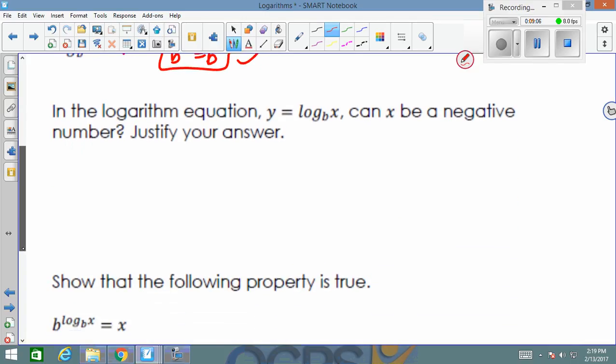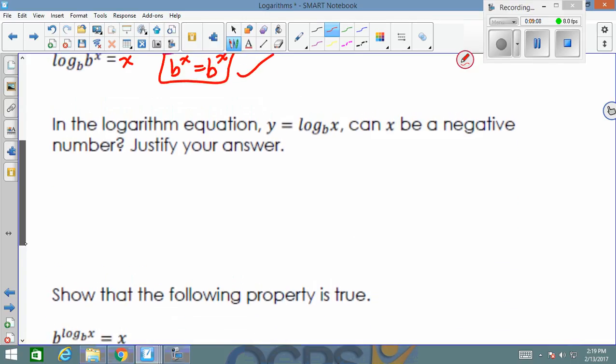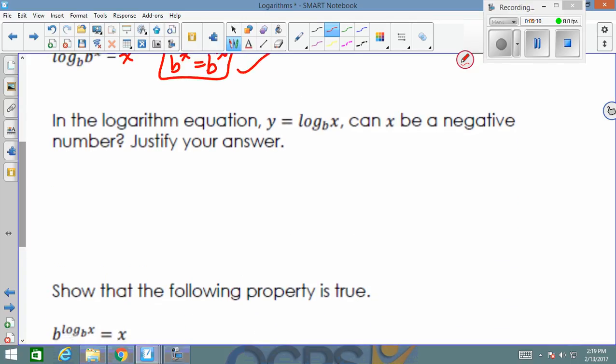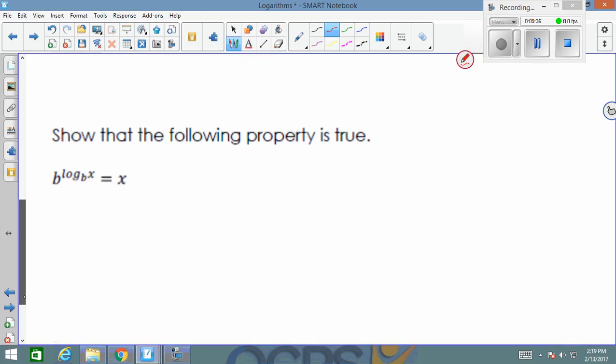Okay, it says in a logarithmic equation, y equals log base b of x, can x be negative? The answer is no. And the reason is that if I convert that back, b to the y equals x, no matter what I put in for y, if I put negatives in for y, x will always come out as a positive, like 1 over something or something along those lines.